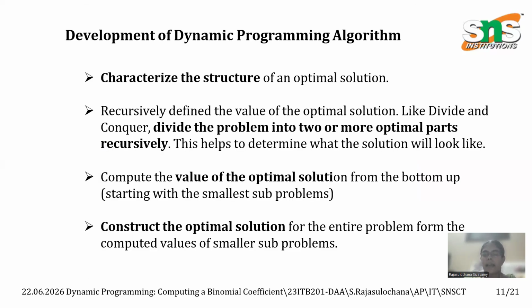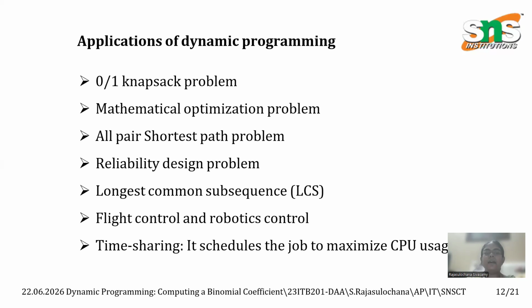Initially, you have to characterize the structure of any optimal solution, and you will recursively find the value of the optimal solution. Once you calculate the value of the optimal solution from bottom up, that is, starting from the smallest subproblem, you will construct the optimal solution for the entire problem based on the solutions of the subproblems.